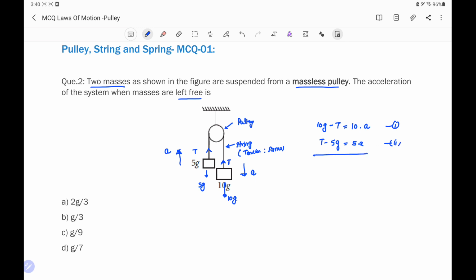And now we add these two, because we need acceleration, so we have to eliminate the tension. Then we will get 5g, that is equal to 15A. So A will be equal to 5g by 15, and it is equal to g by 3. Hence the option B is the correct option.